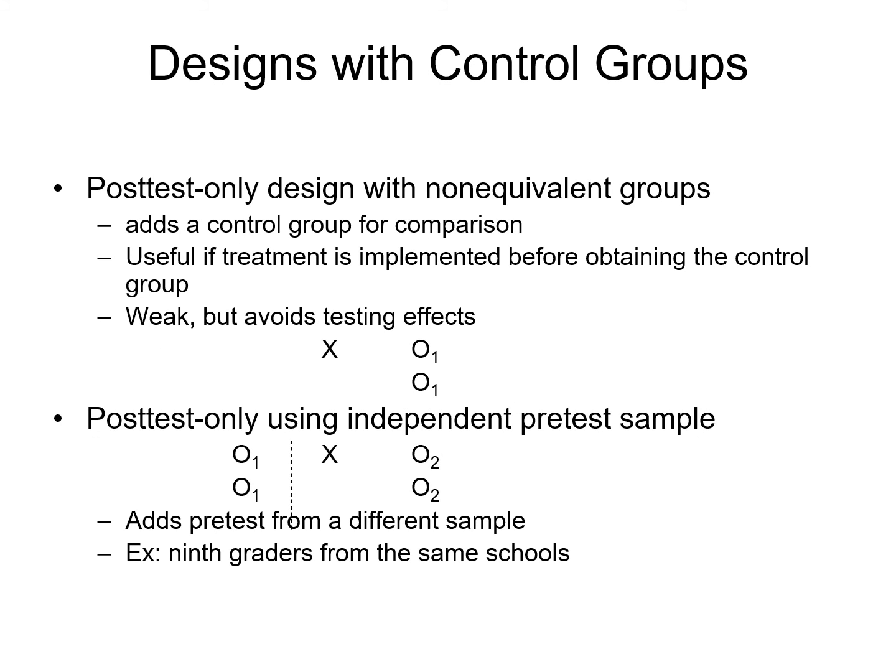Obviously, generally speaking, we want designs with control groups. Most often what we have is the post-test only design with non-equivalent groups. And again, if we've got random assignment, we can assume that the two groups were equal to begin with. But if we don't have random assignment, we just don't know if the groups were different to begin with before we tested them because we don't have pretest. It's weak, but at least we don't have testing effects. Ideally, we want post-test and pretest.